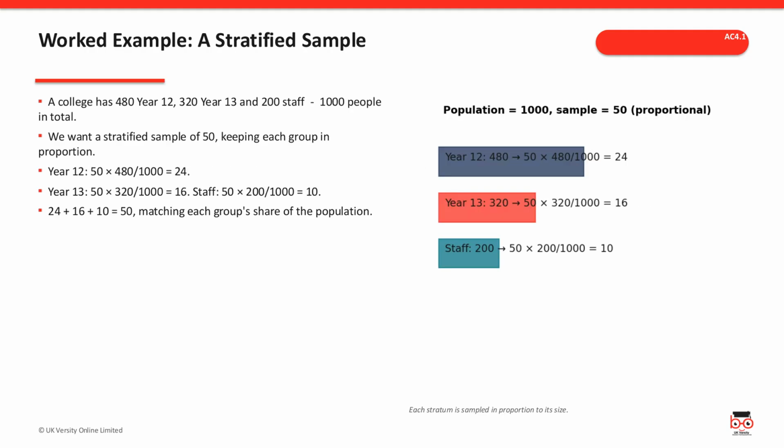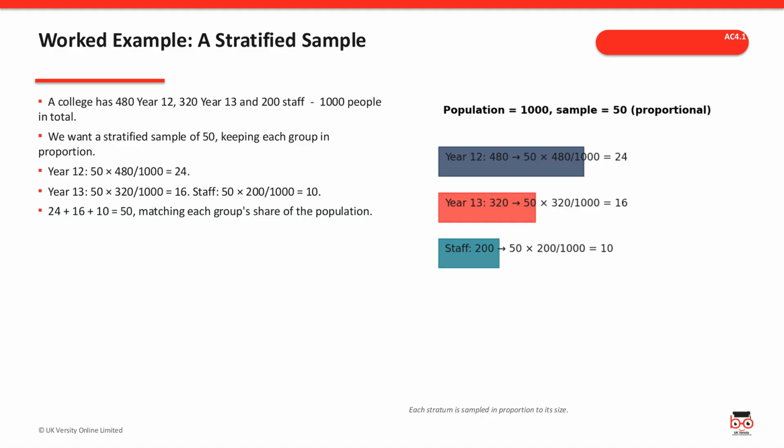Let's work a stratified sample. A college has 480 Year 12 students, 320 Year 13, and 200 staff, 1,000 people in total. We want a sample of 50, keeping each group in proportion.